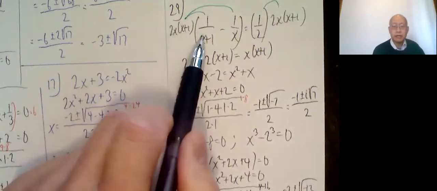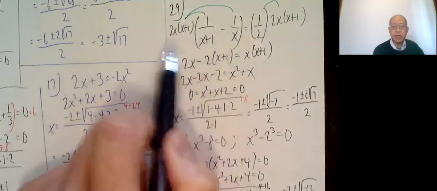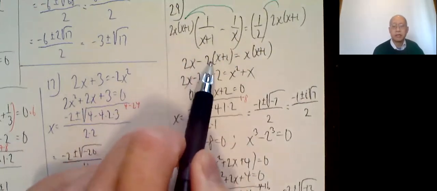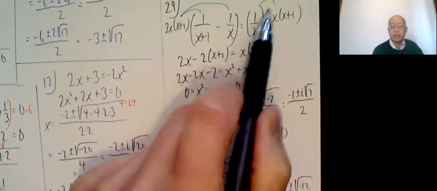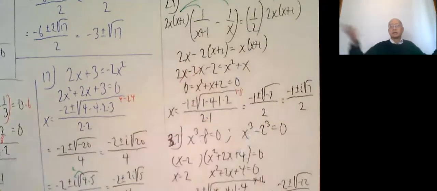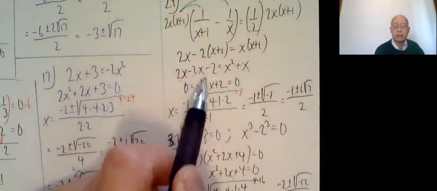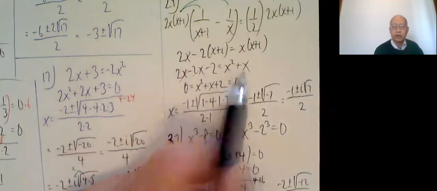If you take this times this, you just have 2x. If you take all of this times this, x cancels out. You have 2 times the parentheses x plus 1. And on the right side, the 2's cancel out, x times x plus 1. Still kind of complicated, but at least there's no more fraction. Distribute. 2x minus 2 equals x squared plus x.